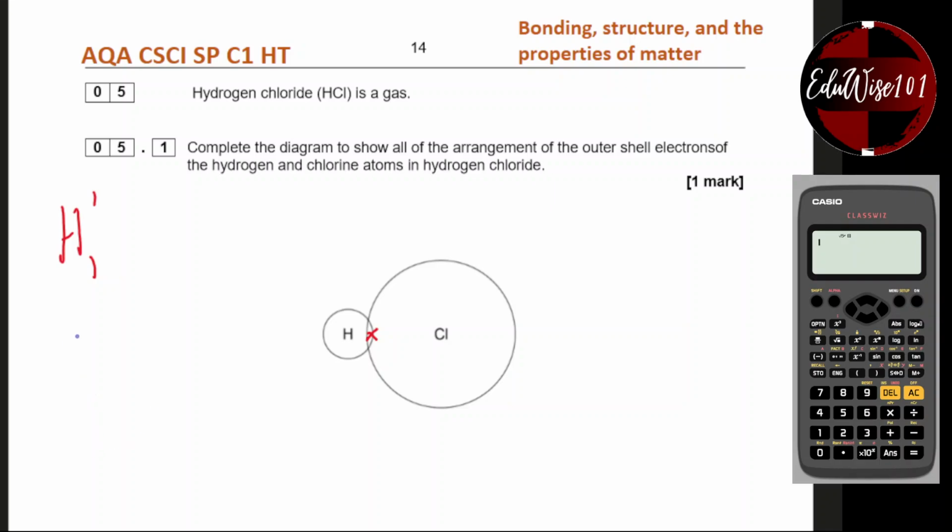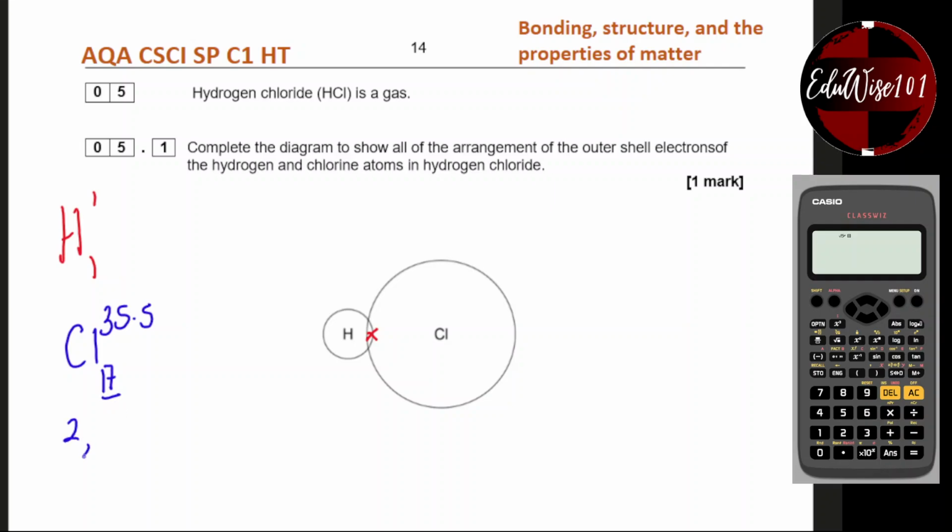Chlorine is in group 7. It has a proton number of 17, which is what we are after. Oh, the mass is actually 35.5. Chlorine has a mass of 35.5. Let me change that. So the mass of chlorine is 35.5 and the proton number is 17.